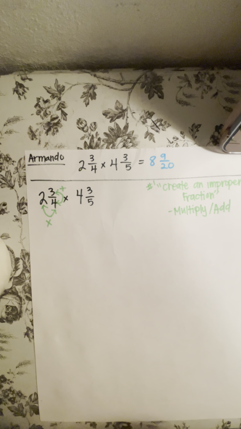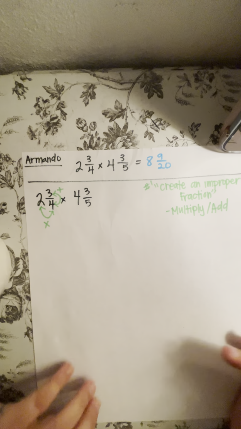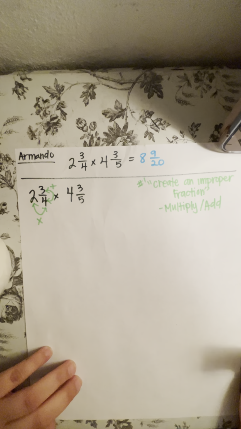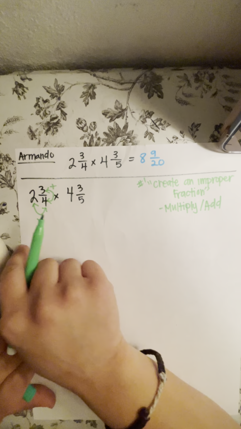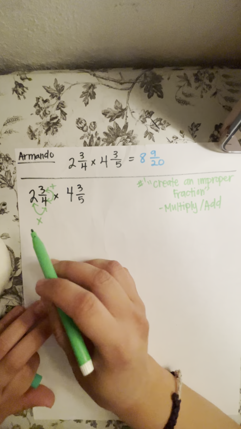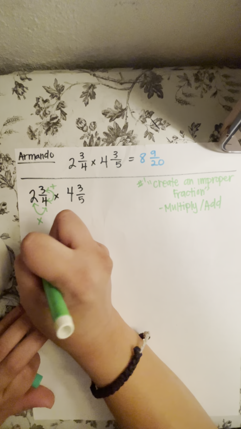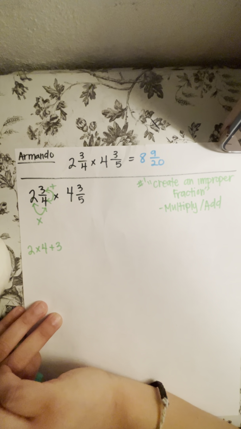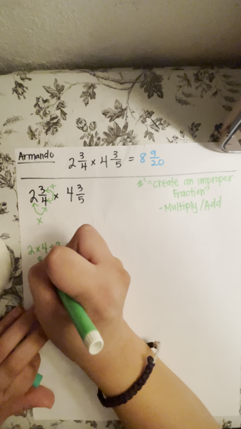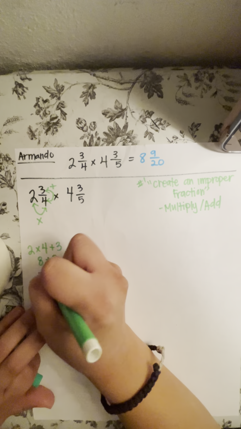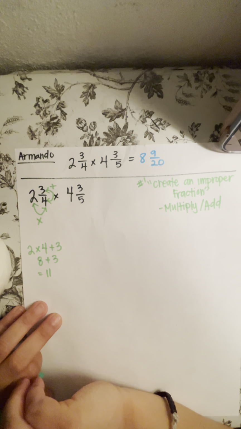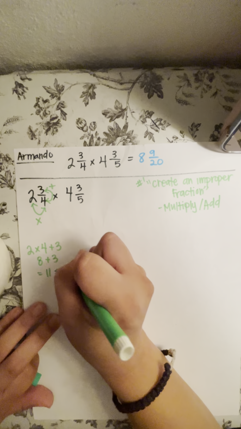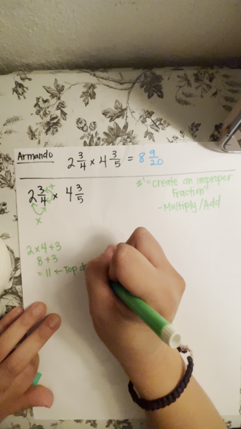But you see, sometimes working like this can be confusing when you're barely learning how to do fractions, especially multiplication. I'm going to rewrite it down, all the numbers on the line, to show you. So 2 times 4 plus 3. Can you solve this for me? So 2 times 4 will be 8 plus 3 equals 11. Okay, so that's our first step to finding the top denominator. So we're going to write the top denominator.